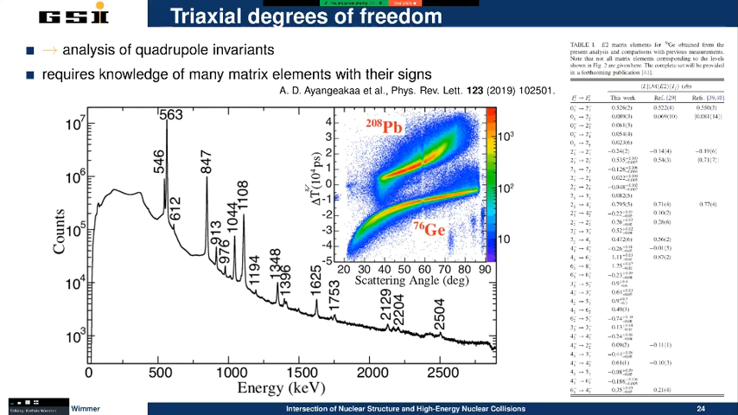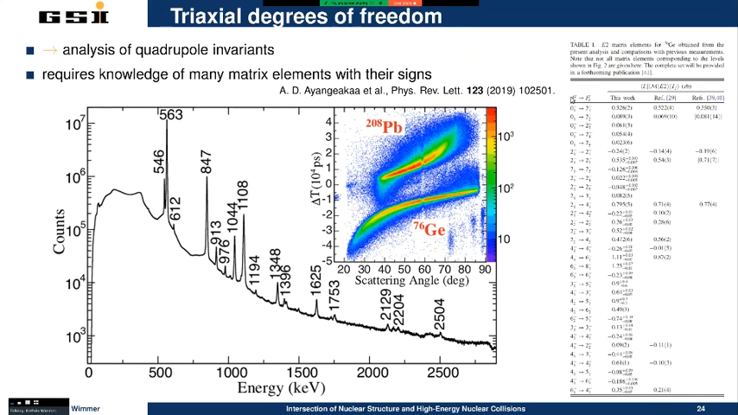But again, this is experimentally extremely challenging, and this paper from 2019 is a very nice example of what you all need to do in order to get the experimental information. So this shows you the spectrum of what has been measured in the experiment. They collide germanium with lead and measure the gamma radiation corresponding to all these different transitions.